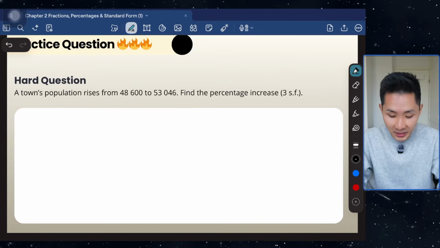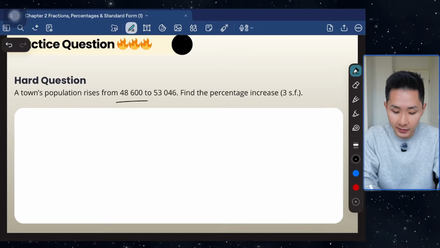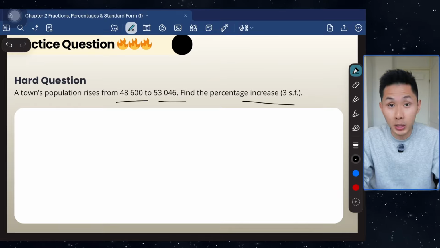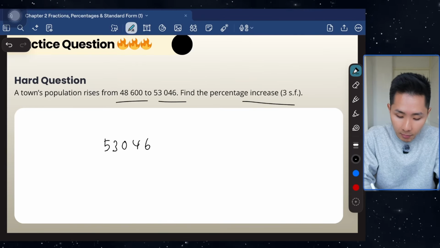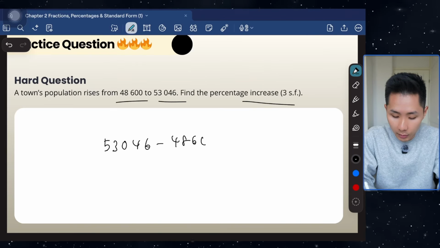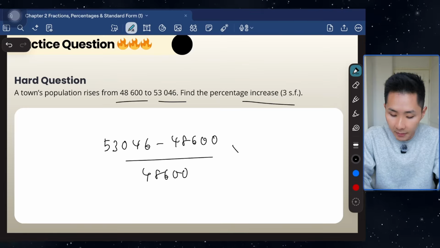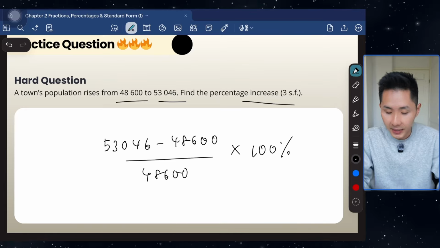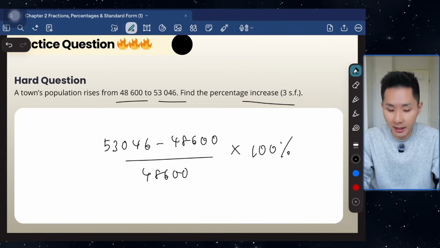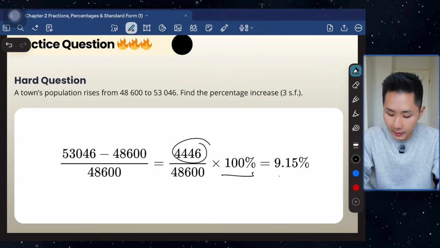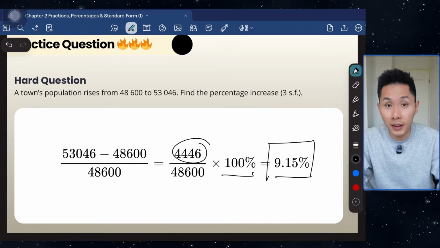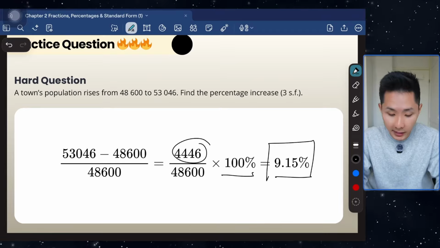Another hard question here: a town's population rises from this to this. Find the percentage increase, giving your answer to 3 significant figures. So the final value minus the initial value, divide by the initial value, and then multiply by 100%. If you key this into the calculator, you would get this value, multiplied by 100%, and you'll get 9.15%. Alright, and that's about it for percentages.